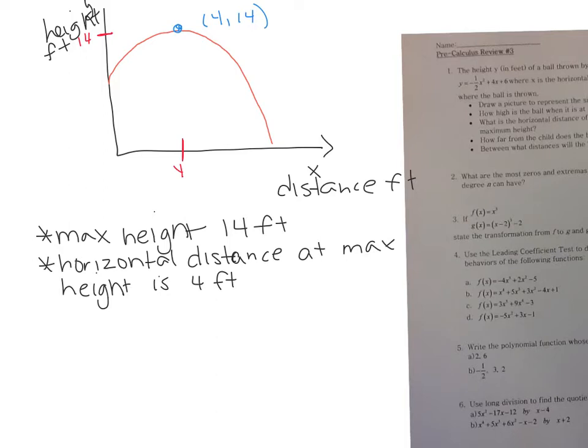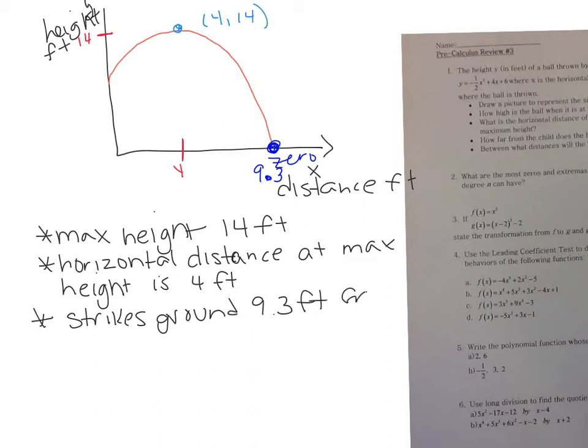Okay, so the next thing we have to do is how far from the child does it strike the ground? So I'm looking for this point here, which is my zero. So do second calc, number 2. Do left bound, right bound. And this point is 9.3, that x value. So it strikes the ground 9.3 feet from the child.